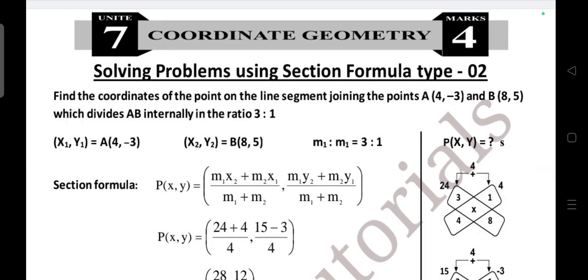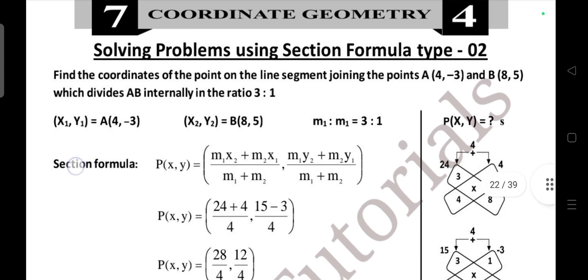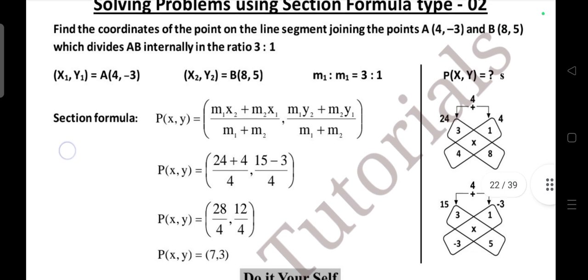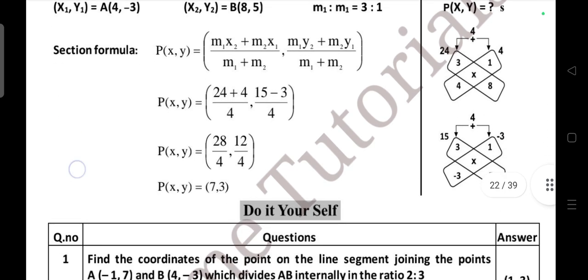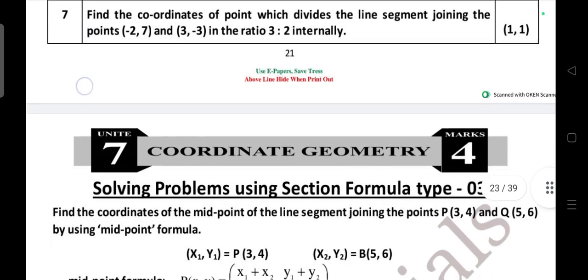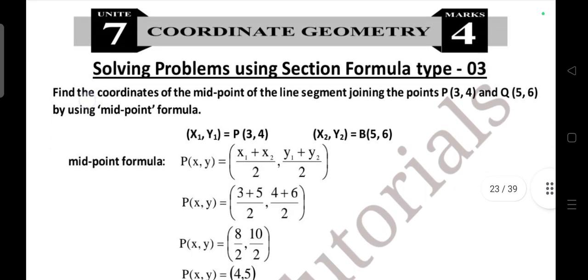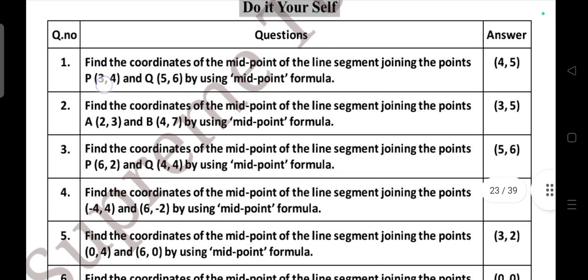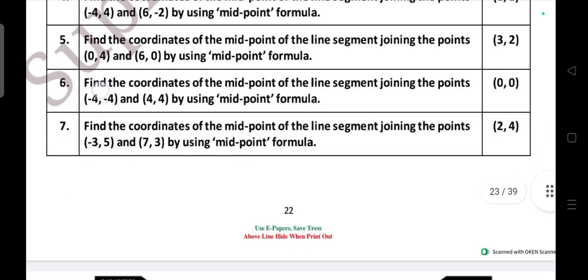Next, find the coordinates of the point on the line segment joining A of 4, minus 3 and B of 8, 5, which divides AB internally in the ratio 3:1. This type of questions they'll ask. So these are your 4 practice questions. If you do this much, you can score above 60. So solve problems by using the formula. This type is the midpoint formula. 3 types of questions they may ask: midpoint, then ratio, then distance.